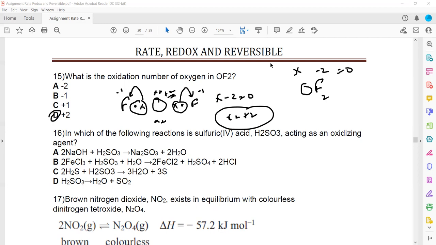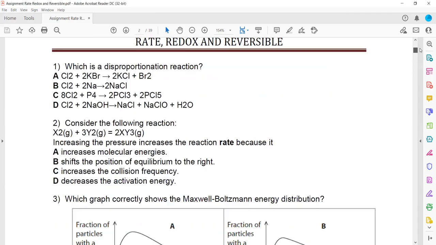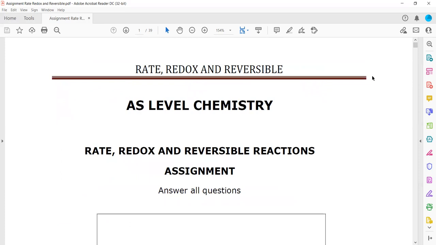So these are some questions related to the topic rate, redox, and reversible. I'll share this sheet with you so that you can also solve questions related to the topic.